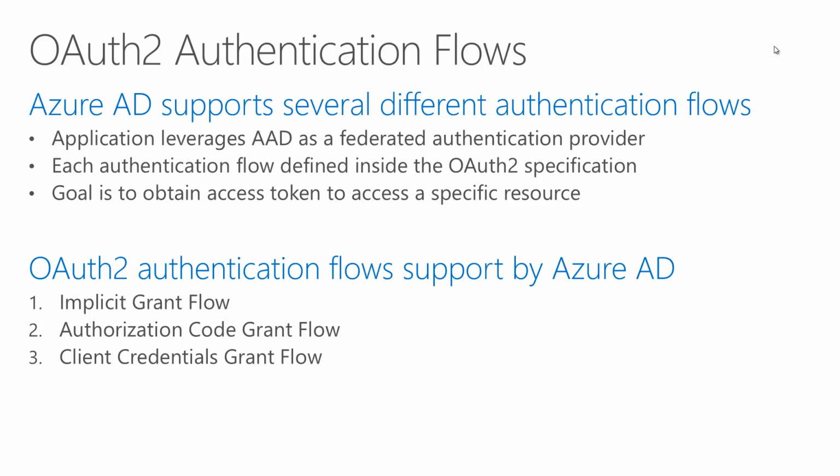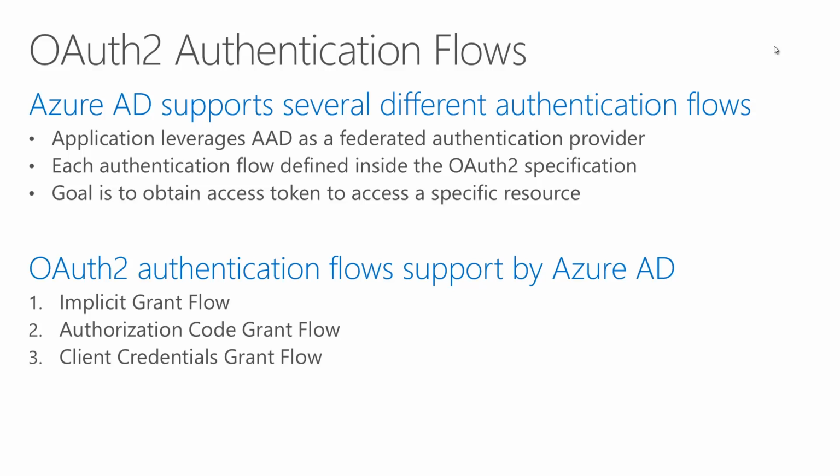Okay, let's start with a little background on OAuth 2 and authentication flows. So Azure AD, that's the thing that's holding our application and our users. That's the thing we have to authenticate against and get access tokens. It supports several different types of authentication flows that are defined inside the OAuth 2 specification. Now, the idea of an authentication flow is it leads an application to obtaining an access token. And every time we obtain an access token, it's for a specific resource.